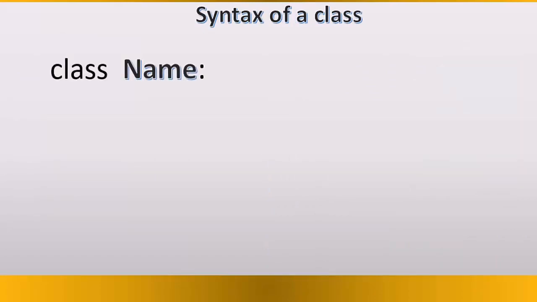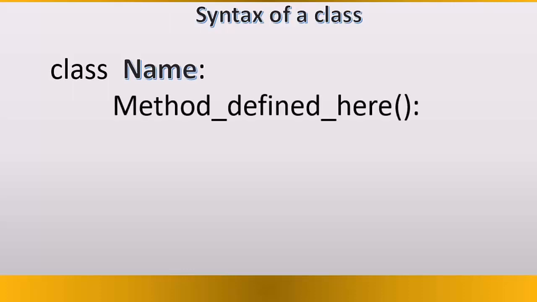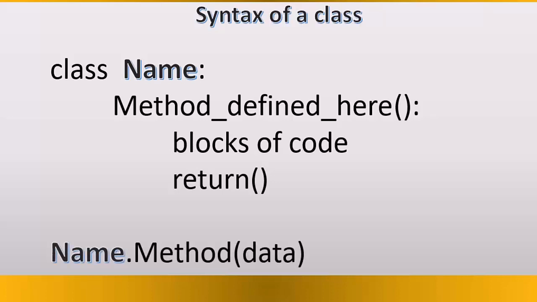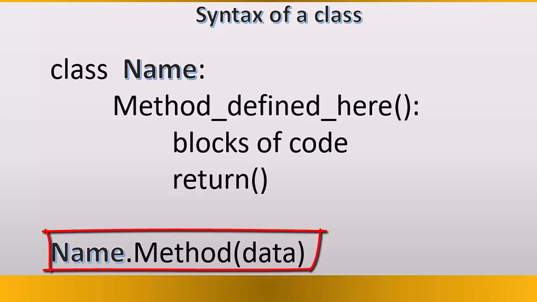The basic syntax of a class is as follows. You write the term class followed by a name and colon. Then it is followed by your methods and blocks of code and a return function. Then in order to call a method from a class to operate on data, you write down the name of the class followed by a dot and the method, then write the data in between parentheses.